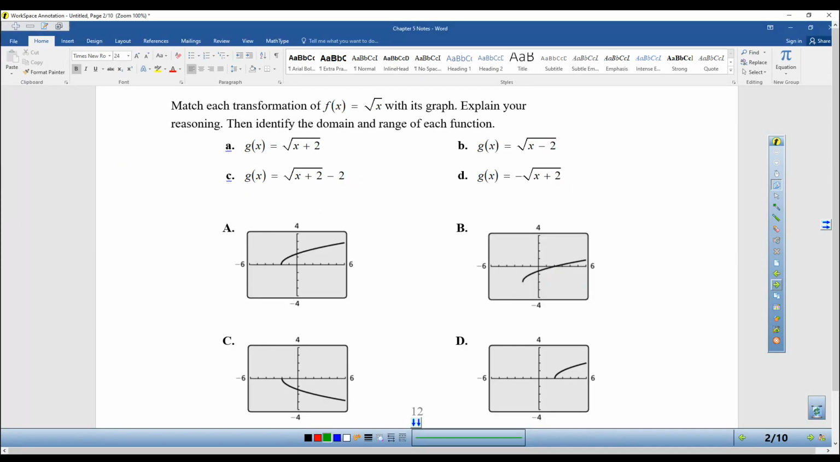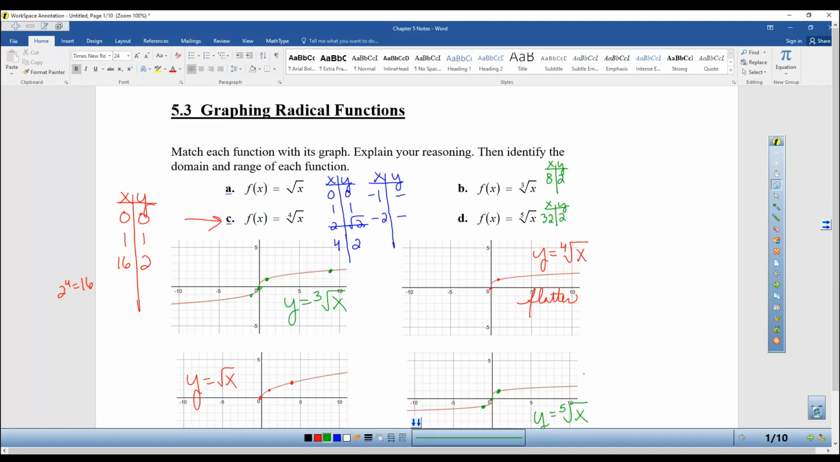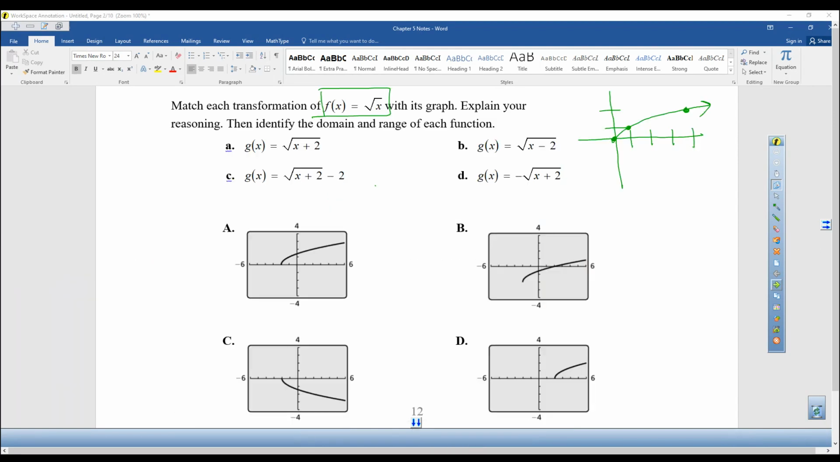Now we're going to match the transformation of the square root of x with its graph. When you're thinking about the square root of x, you know I'm really into having you memorize certain points so you can make it quickly every time. The ones you should memorize for square root are (0, 0), (1, 1), (4, 2). That's the square root graph. And that's what we saw right here, the square root graph.